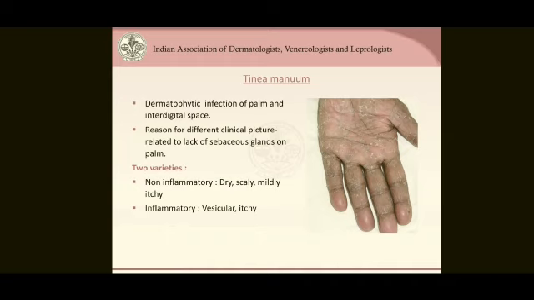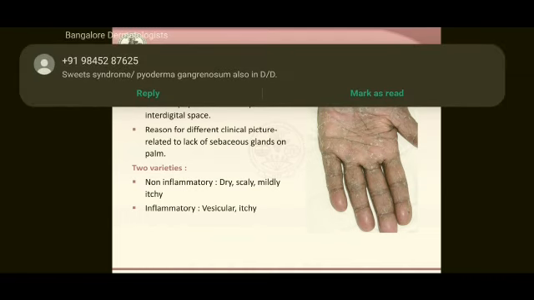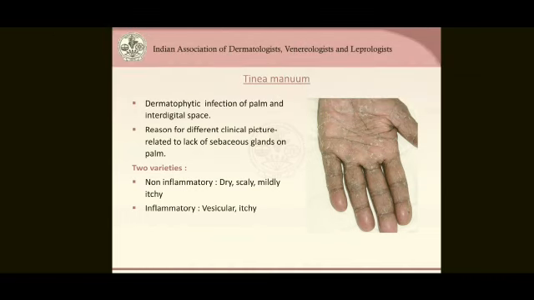There are two varieties, that is non-inflammatory and inflammatory. Non-inflammatory presents as a dry, scaly, mildly itchy lesion as you see in the picture. Inflammatory lesions are vesicular and itchy.